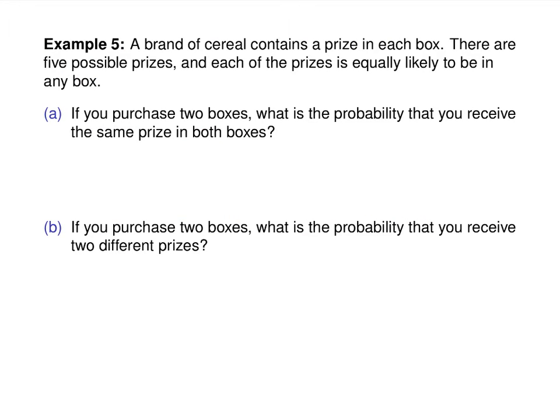Okay, a brand of cereal boxes contains a prize in each box. There are 5 possible prizes, and each of the prizes is equally likely to be in any box. So if you purchase 2 boxes, what is the probability that you receive the same prize in both boxes? So first of all, let's find the total number of prize combinations. So how many choices for the first box prizes? Well, there can be 5 different things in there, times 5 choices for the second, for a total of 25 different prize combinations.